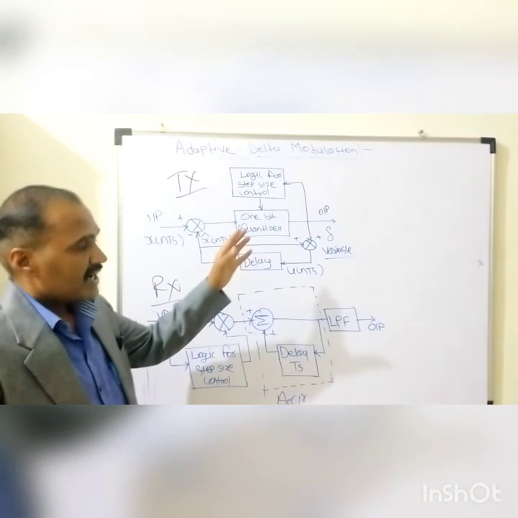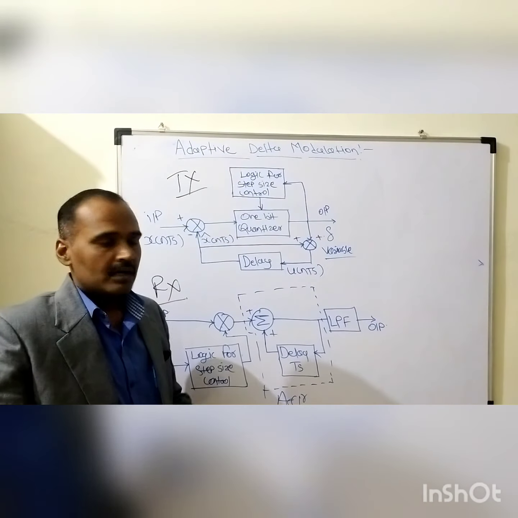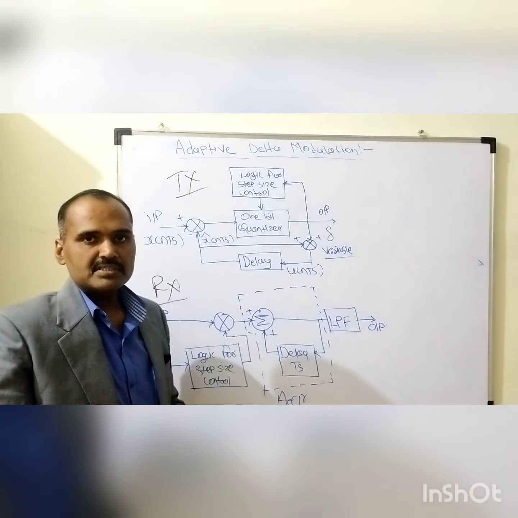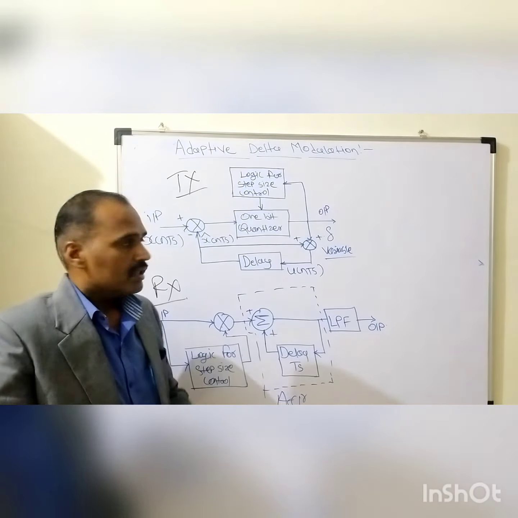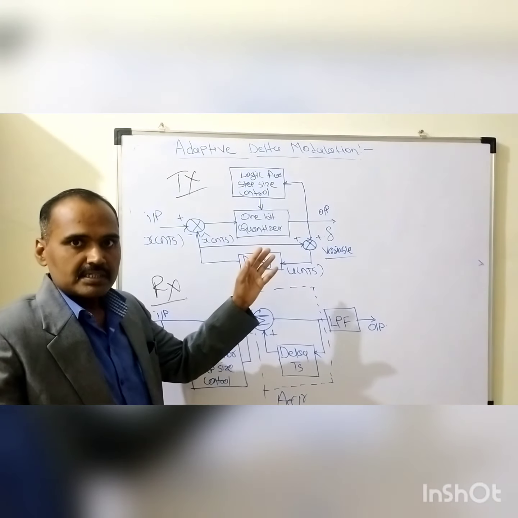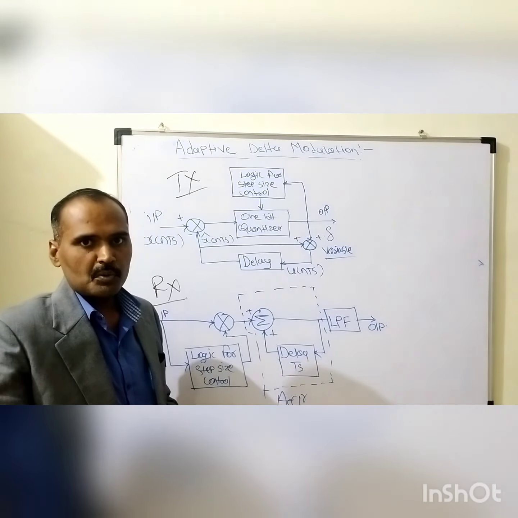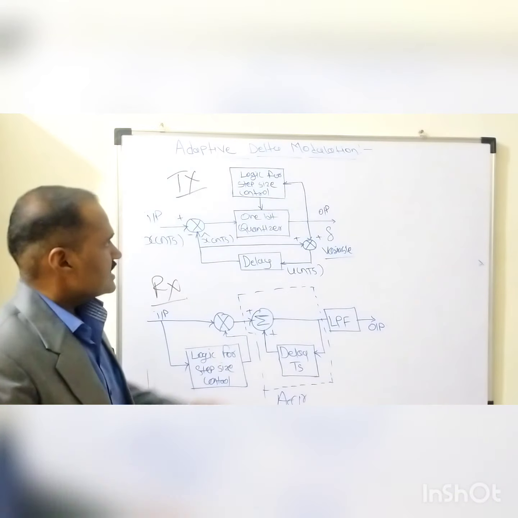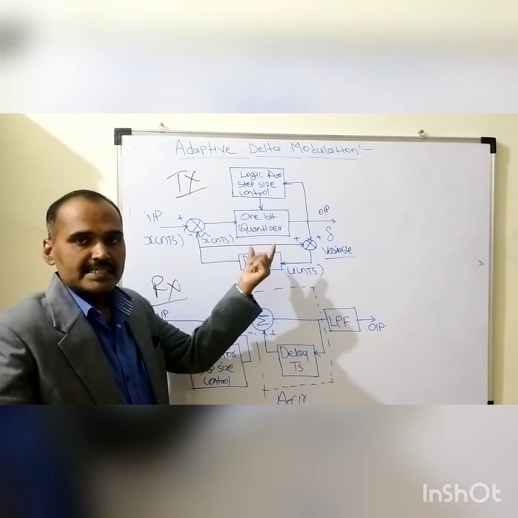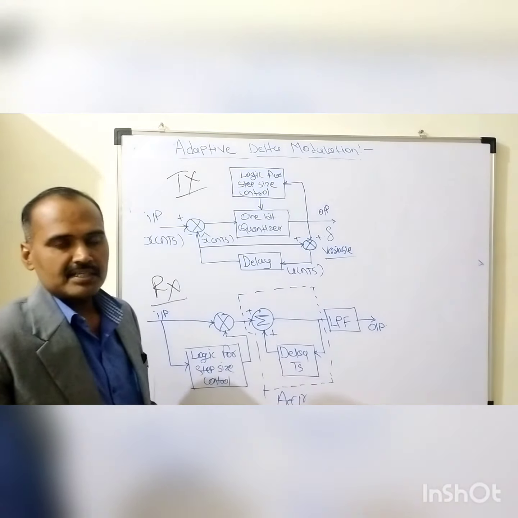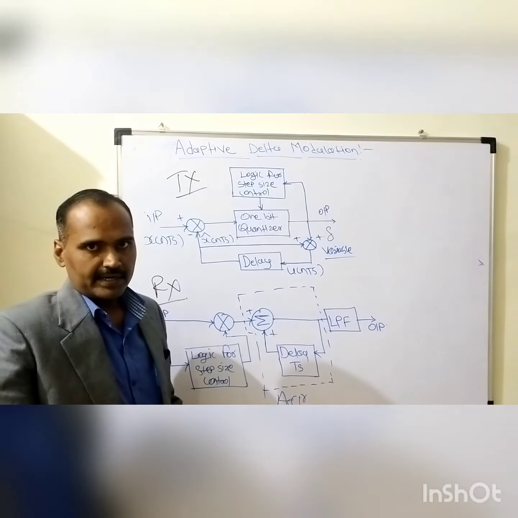Now as far as the adaptive delta modulator is concerned, this is the transmitter and this is the receiver of the adaptive delta modulation scheme. The transmitter is exactly similar to the transmitter in the case of the delta modulator, right? As you can see, here we have the one bit quantizer, and here we have the predictor. Another name given to that predictor is the delay circuit.